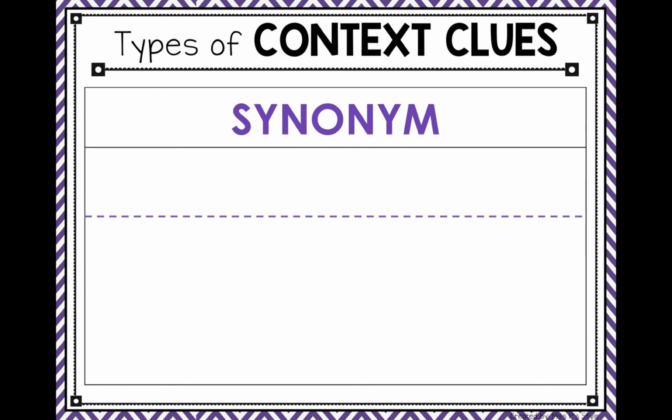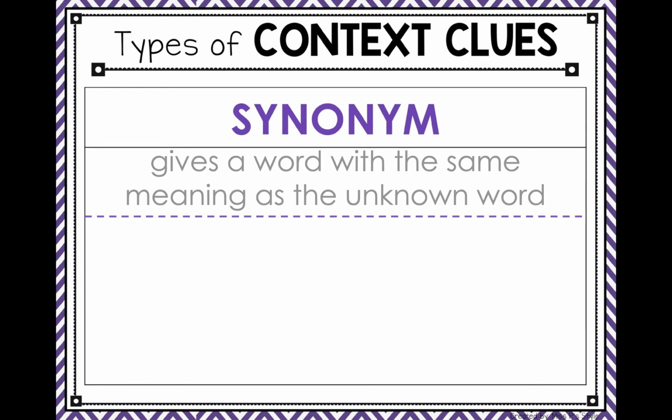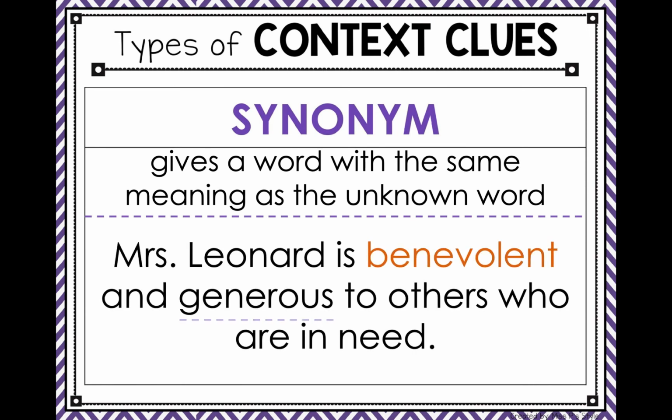Another type of context clue is a synonym, and that gives a word with the same meaning as the unknown word. So for example, Mrs. Leonard is benevolent and generous to others who are in need. In this case, the underlined word is generous, and that's a synonym to benevolent.